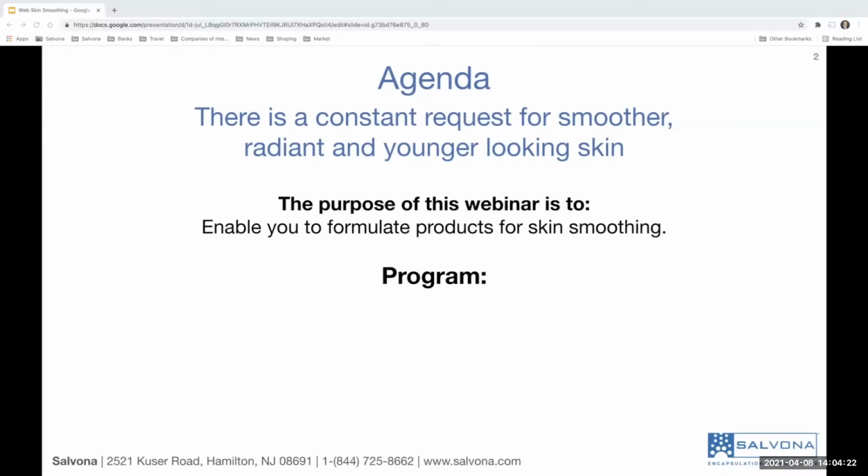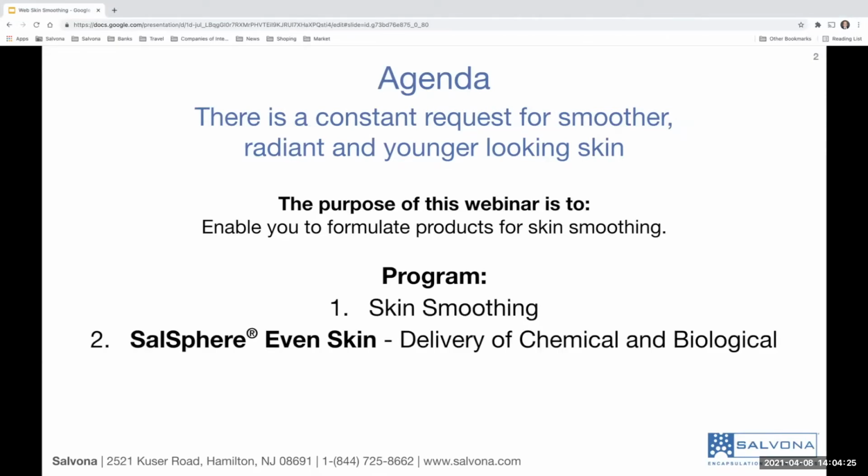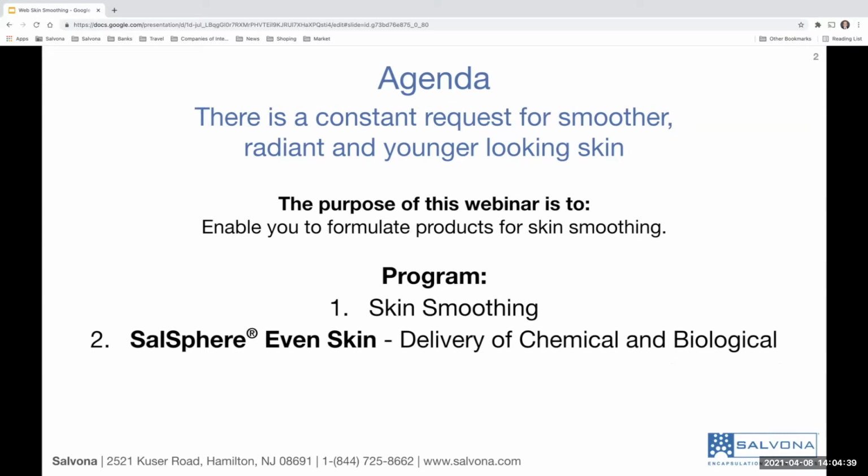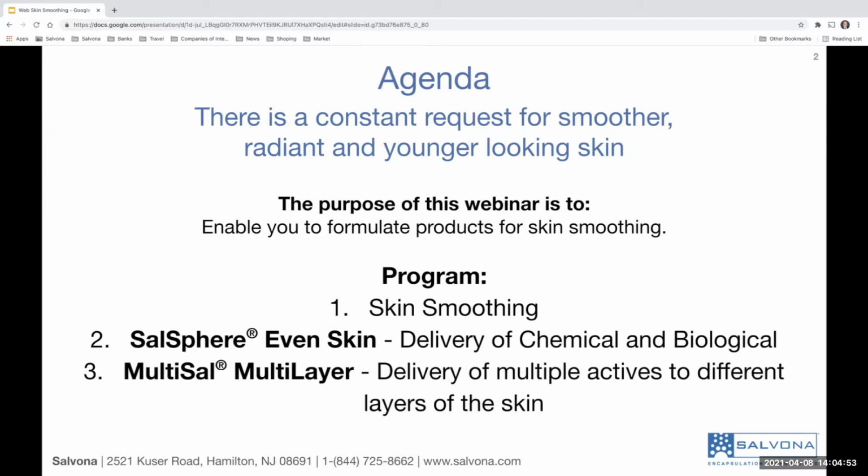And for that purpose, we have a program, and the program contains three parts. The first part will talk about skin smoothing. Let's identify what exactly we mean by skin smoothing. Then we'll talk about solutions, and I've shown here two solutions. The first one is SalSphere Even Skin, a technology-based solution, delivery of chemicals and biological active ingredients to smooth the skin. The second one is another completely different concept that's using multiple ingredients encapsulated in one single microsphere.